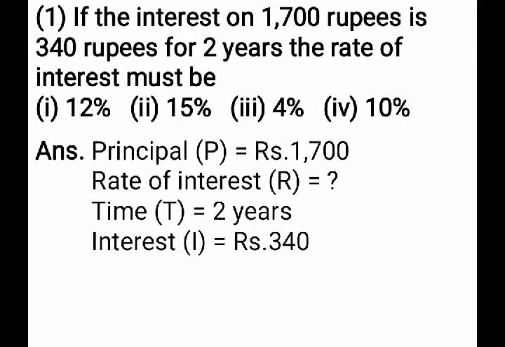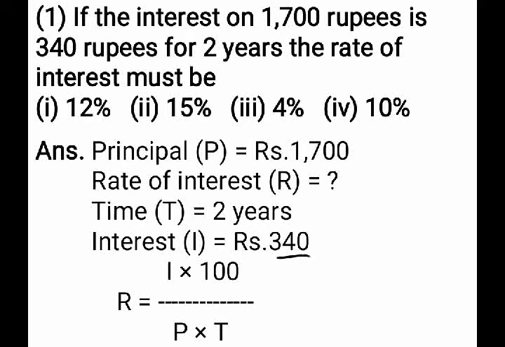You have to use the formula of rate of interest. The formula of rate of interest is interest multiplied by 100 upon principal multiplied by time. This formula comes from simple interest. In the simple interest formula, you have principal multiplied by rate of interest multiplied by time upon 100. According to the formula of simple interest, when you take rate of interest on the left side, it becomes cross multiplication. And the rate of interest formula is interest multiplied by 100 upon principal multiplied by time.